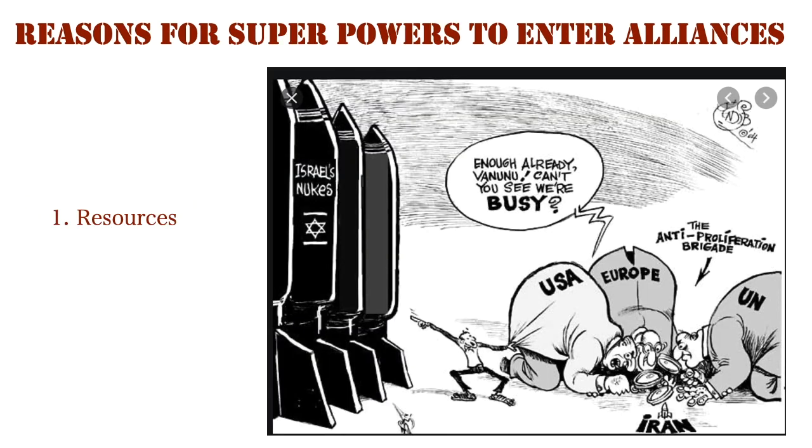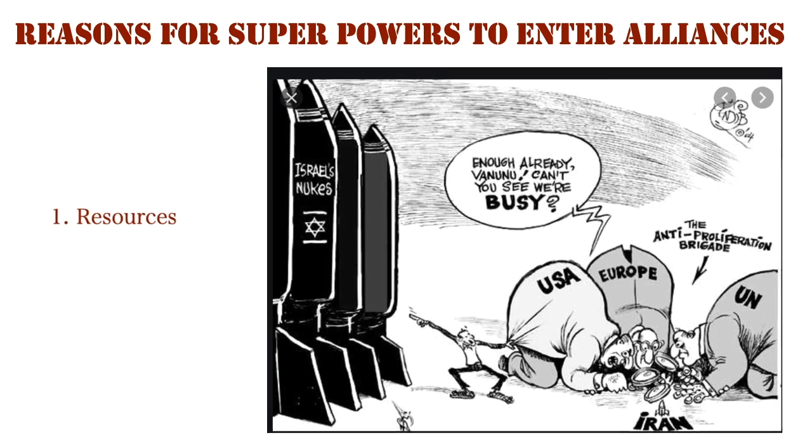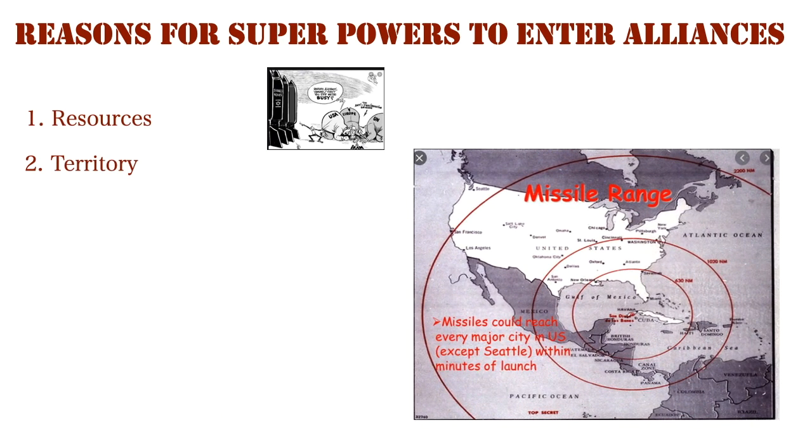Now, the reasons for the superpowers to enter alliances. In the case of the superpowers, first, they got resources such as minerals and oil from the allies. Then, they also get territory for launching their weapons and troops, as in the case of the Cuban Missile Crisis, where the USSR kept missiles in Cuba.